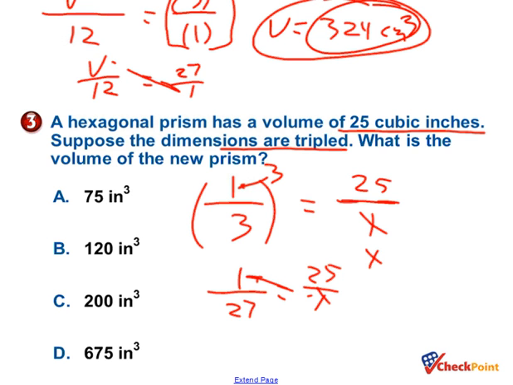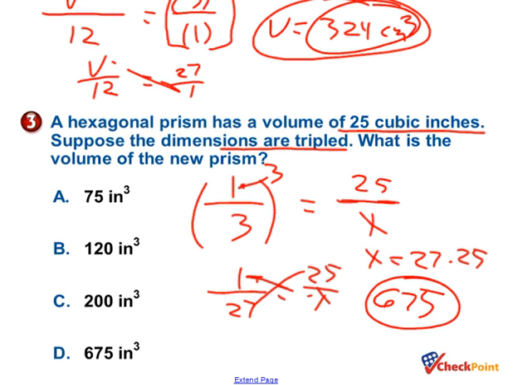X times 1 is x. It's equal to 27 times 25. I'm going to turn to my calculator to do that for me. And I get 675 is the volume of the new prism. So 675, letter D.